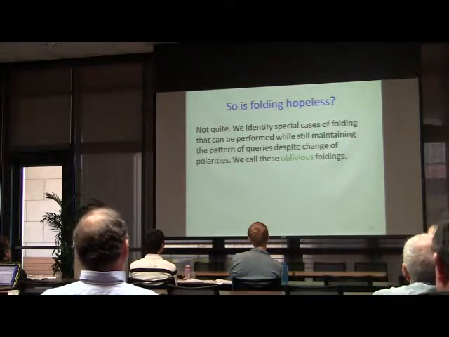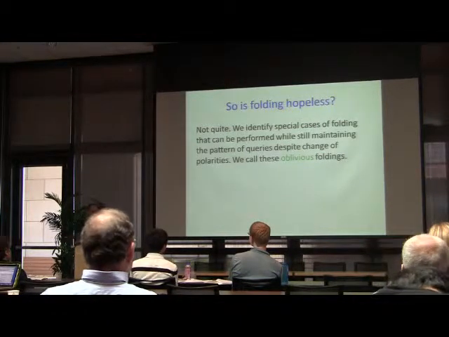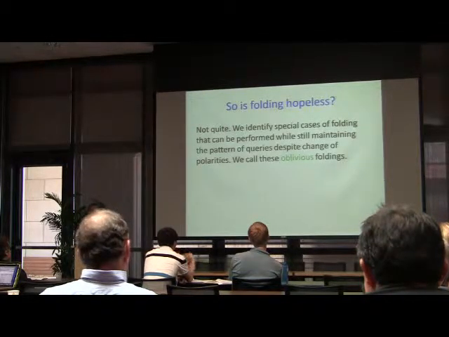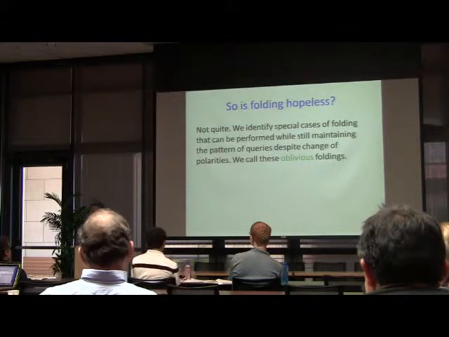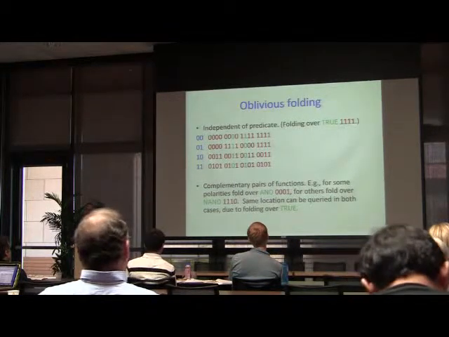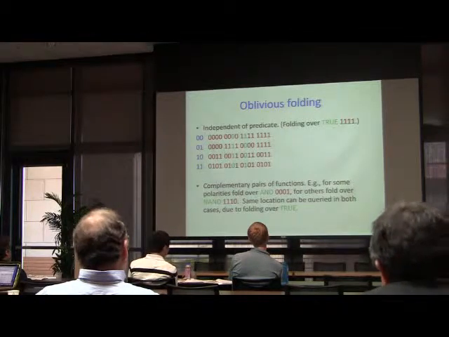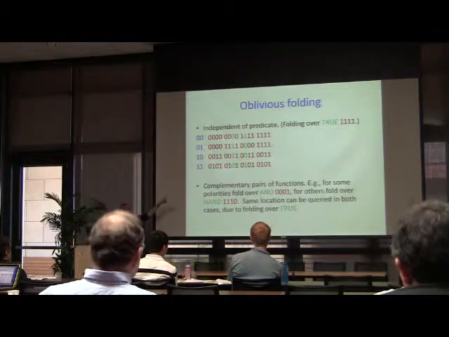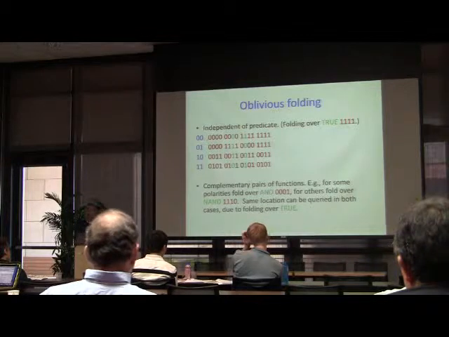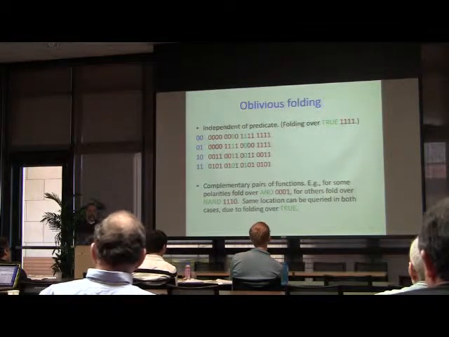So is folding hopeless? Once we introduce the long code, are we lost? Not quite, because there are some special cases of folding that we can still do and still maintain the pattern of queries that we want, and we call these oblivious foldings. There are two classes of foldings that we view as oblivious. One is known as folding over true, so over the truth table 1, 1, 1, 1, where you complement everything. Let's say the two green columns are a complement of each other. This is a kind of folding that is always done on the long code in all these PCP constructions. And it's independent of the predicate. So you can always do it.